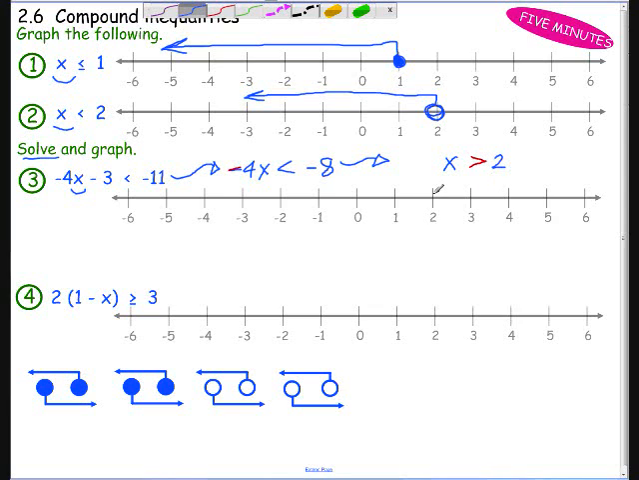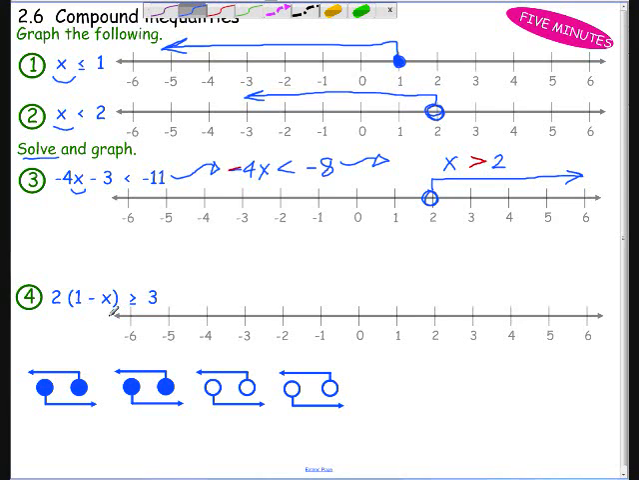My boundary is at 2. I'm going to draw that first. It's my boundary. Is it going to be an open dot? Yes, because the boundary is not included. It's everything greater than 2, but it does not include 2. So there's my solution for that one.